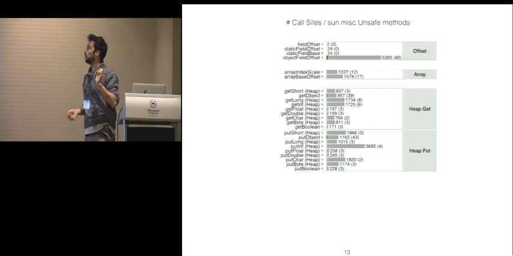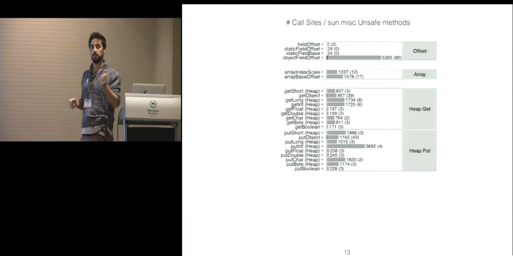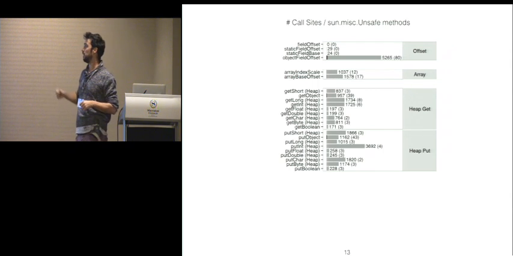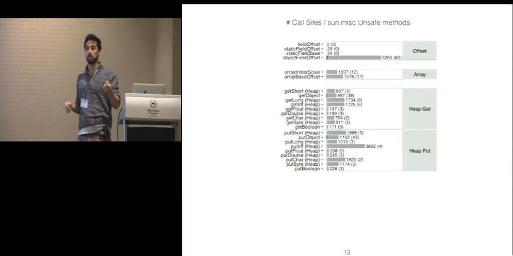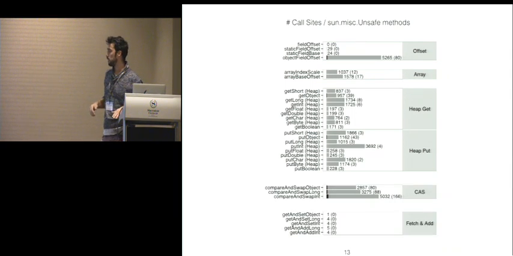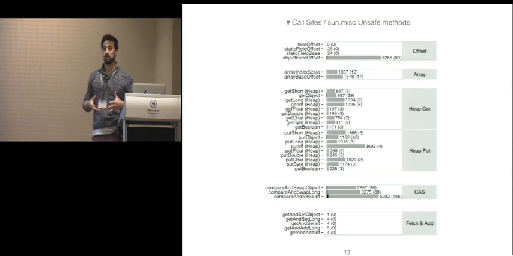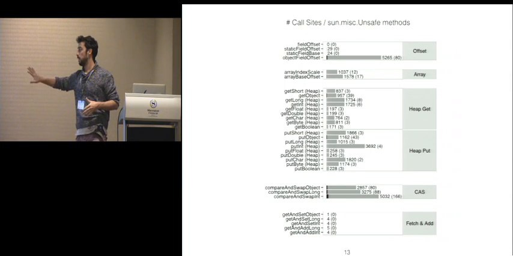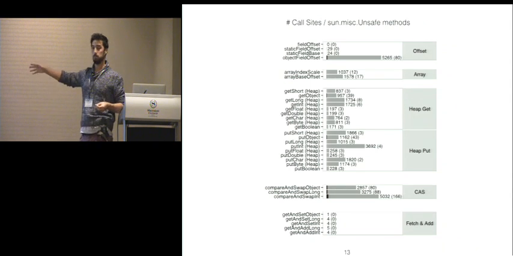Then, with the offsets and array groups, you can have a reference to a field or an element in an array. Then, with the heap get and heap put, you can read or write in a specific memory location in the Java heap. And then we have this CAS and fetch-and-add that allows the developer to do atomic operations. This translates directly to machine instructions to do compare-and-swap.